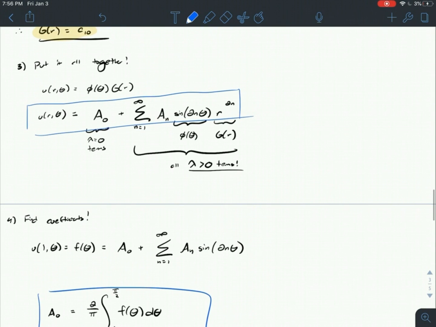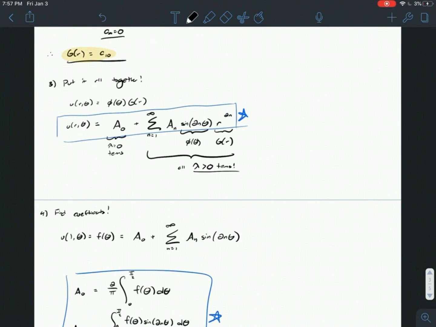And then your final solution would simply be comprised of the starred things right here, and you would basically write these two things together.